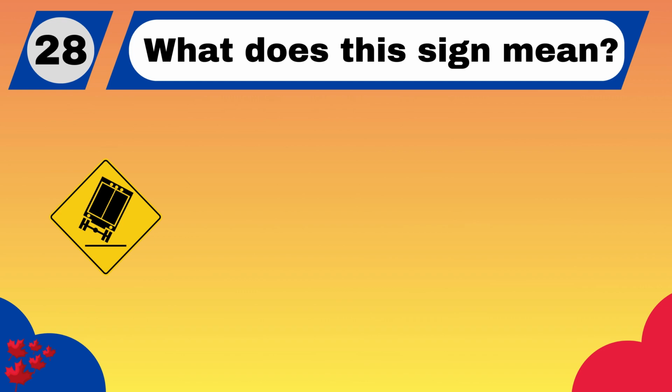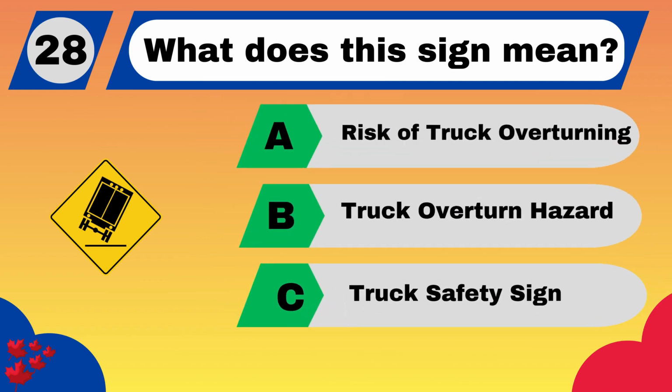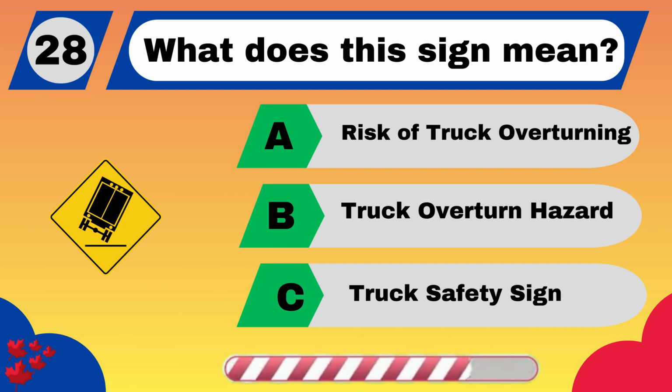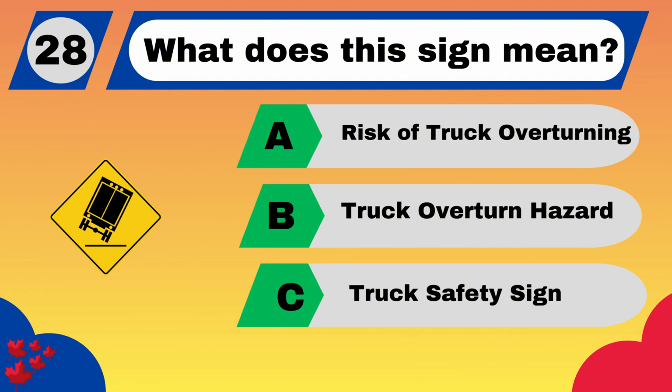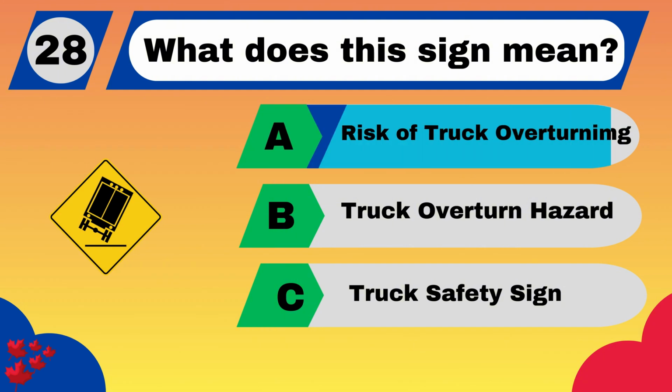Question 28. Can you identify this road sign? A. Risk of truck overturning. B. Truck overturn hazard. C. Truck safety sign. Well done. A. This sign alerts drivers to the risk of truck overturning.